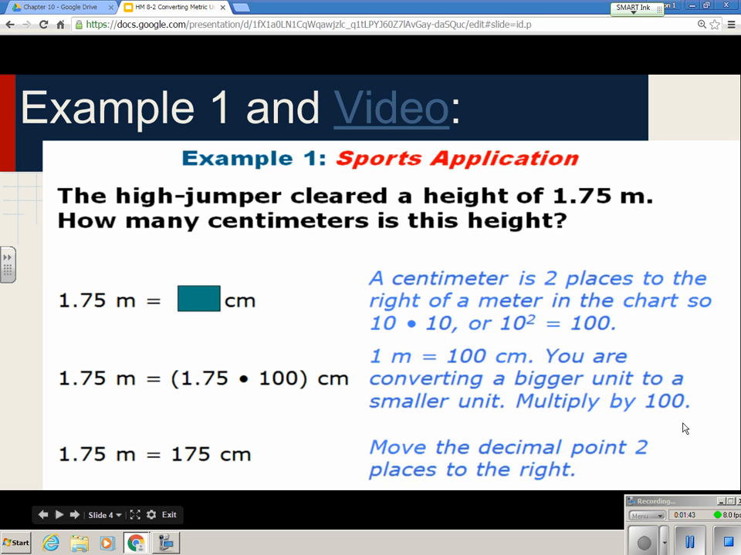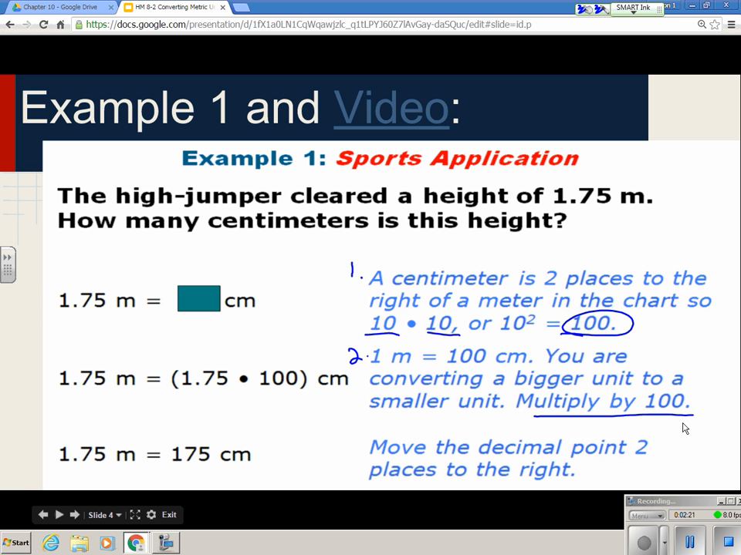All right, so here's a sports application. Let's say we were looking at a high jumper that cleared the height of 1.75 meters, but we needed to measure it in centimeters. So what do we do? Well, here are your steps. The first thing you're going to notice is a centimeter is 2 places to the right of meters on the chart. And since it's to the right, that means we're going down the steps, so we have to multiply. This is one step, and this is the second step. Or 10 times 10, or 10 squared, is 100. So now we know that to go from meters to centimeters, we have to multiply by 100.